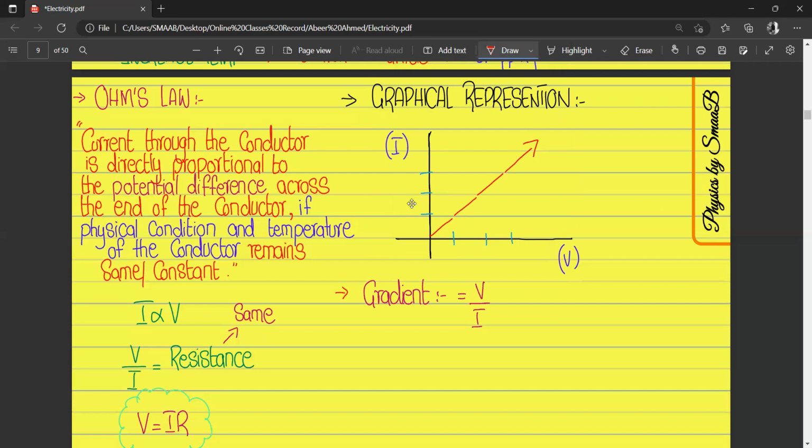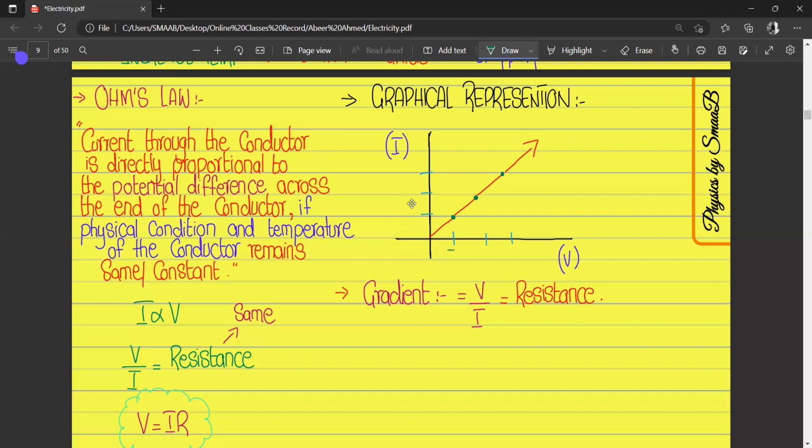But that is already mentioned in the graph. We can easily identify the value of potential difference from the graph because that is specifically mentioned there. So we don't need to calculate that one. Current is also there. Resistance? Resistance, right? Because V over I is the ratio of resistance. So if someone asks you what you will get from the gradient of this graph, your answer will be resistance, that we will get the value of resistance from this graph, right?